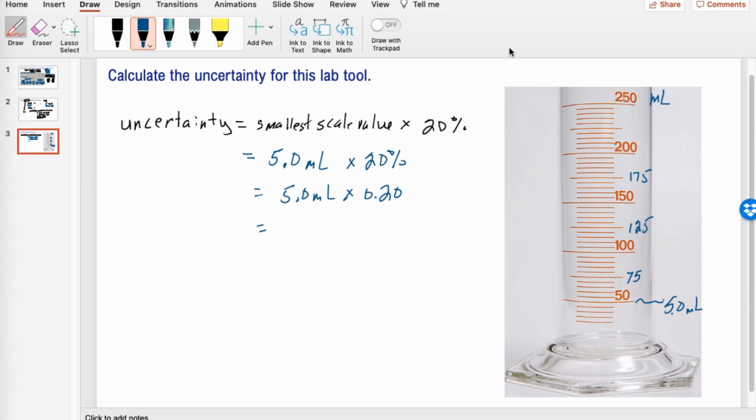So, I lost my cursor. There it is. So if you punch it in the calculator and think about the math of it, you come up with 1. We should write 1.0, however. The unit is milliliters. We're calculating uncertainty, which means that whatever final answer you have, it has an uncertainty of plus or minus 1 milliliter.